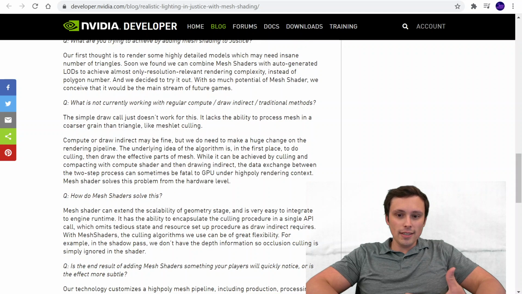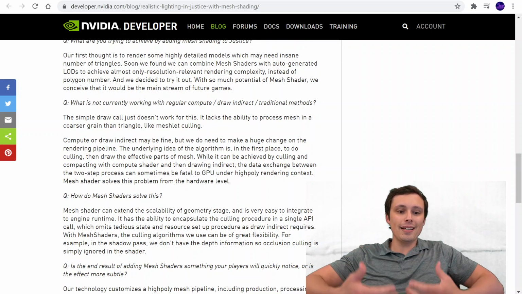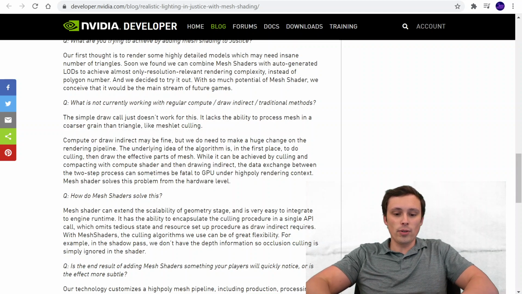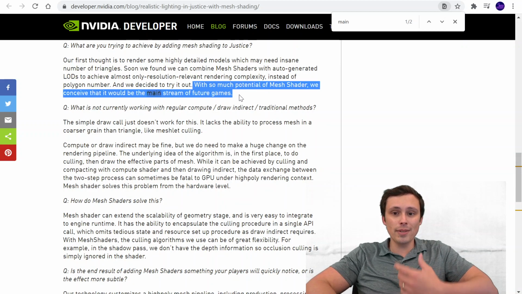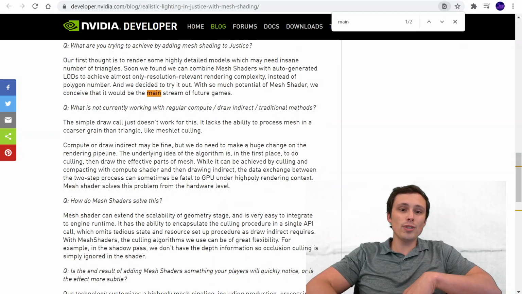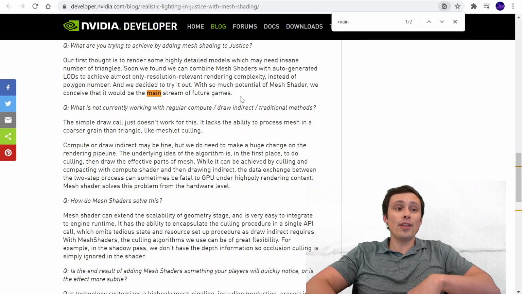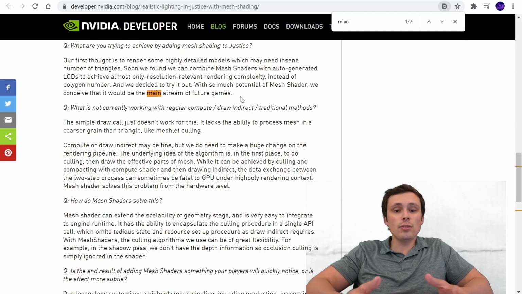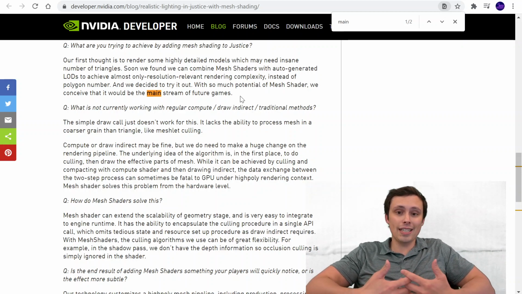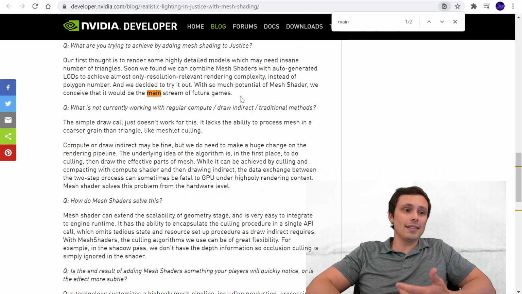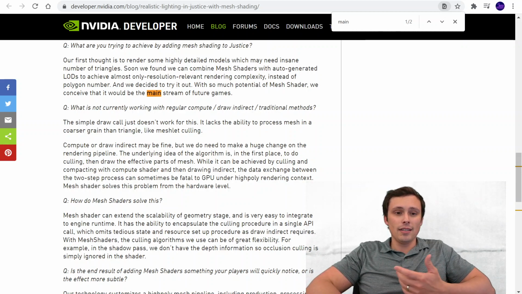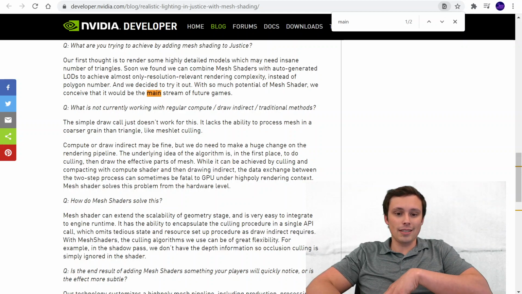And somewhere in here, I think he said that they believe that this is going to become the mainstream for how this is done. I'm actually going to search for mainstream. There we go. That was the quote I was looking for. "With so much potential of mesh shader, we conceive that it would be the mainstream of future games." So that's a big claim. They're saying that this is the way things are going, that mesh shading is going to be a big deal. And what I'm again excited to see is that this is not just an NVIDIA exclusive type of technology.